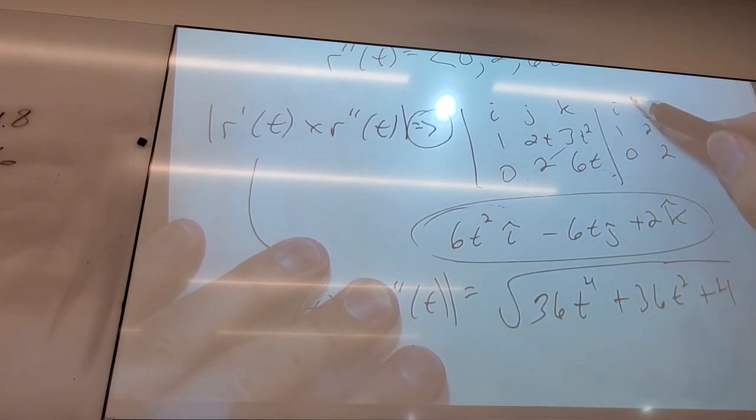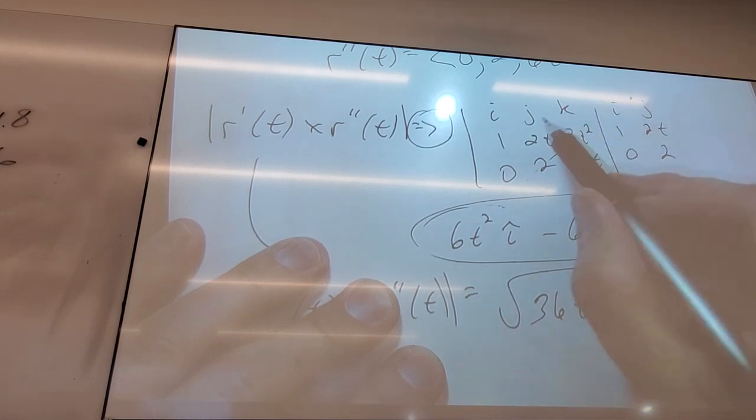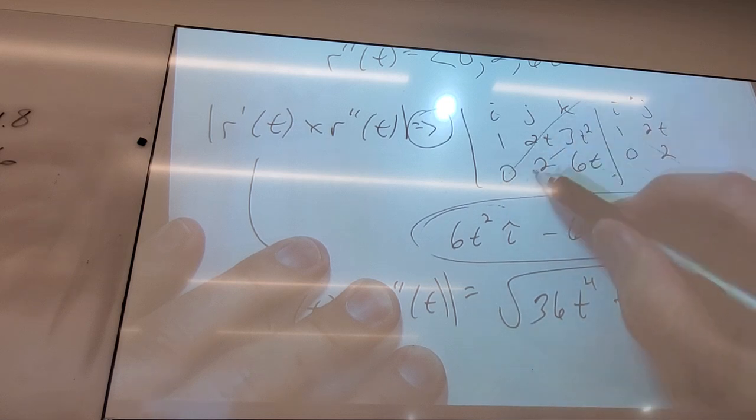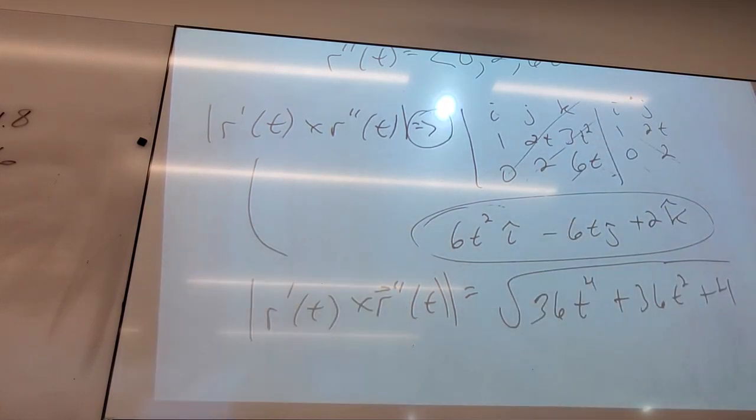That was the shortcut I showed you. So if I write it, and then I repeat the first two columns: positive, positive, positive, negative, negative, negative. You don't have to do it that way if you don't want to. If you know how to do determinants and you'd rather just do the determinant directly, feel free.